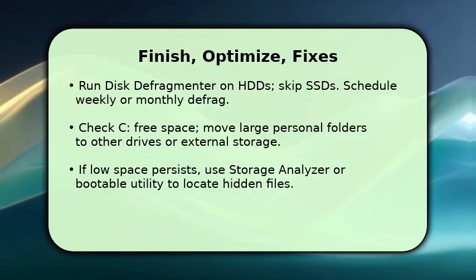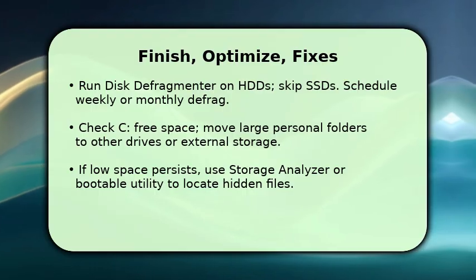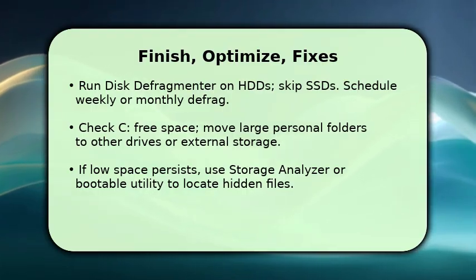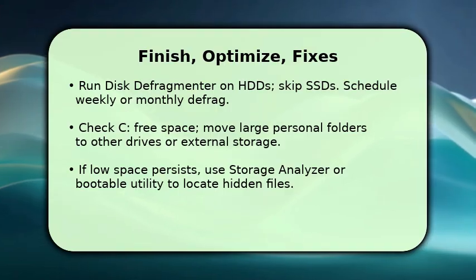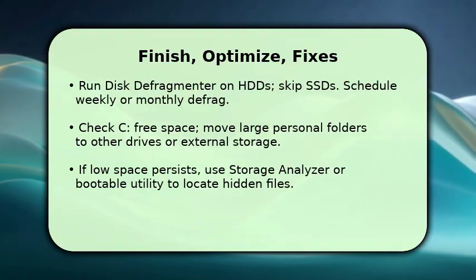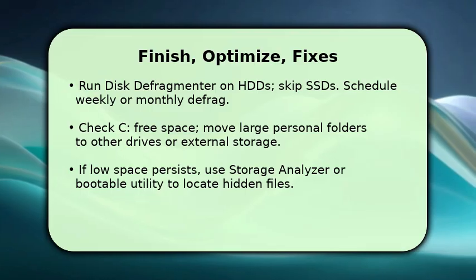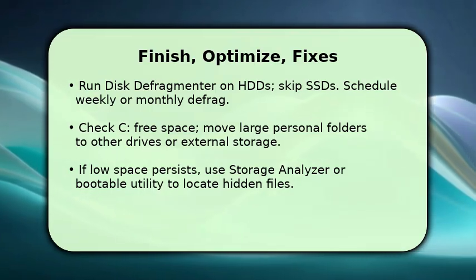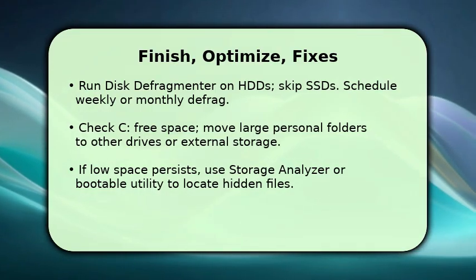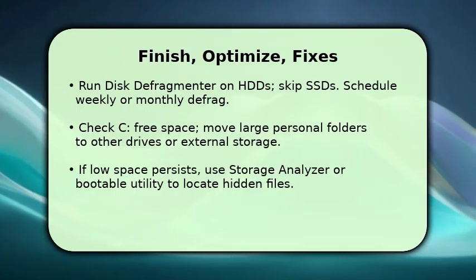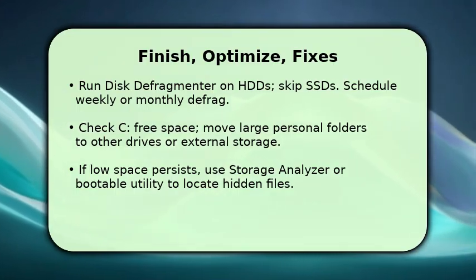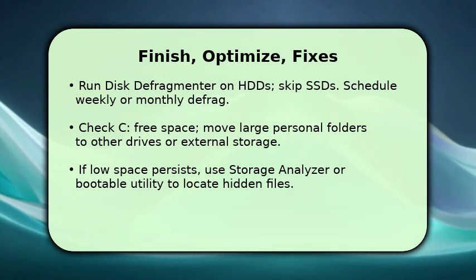Next, audit C. For large user folders and move documents, pictures, and videos to another partition or external drive to keep Windows lean. If you still see low space, run a storage analyzer or bootable disk utility to find hidden giant files. If a problem occurs, check for malware and run chkdsk. That often reveals and fixes corrupt files occupying space.